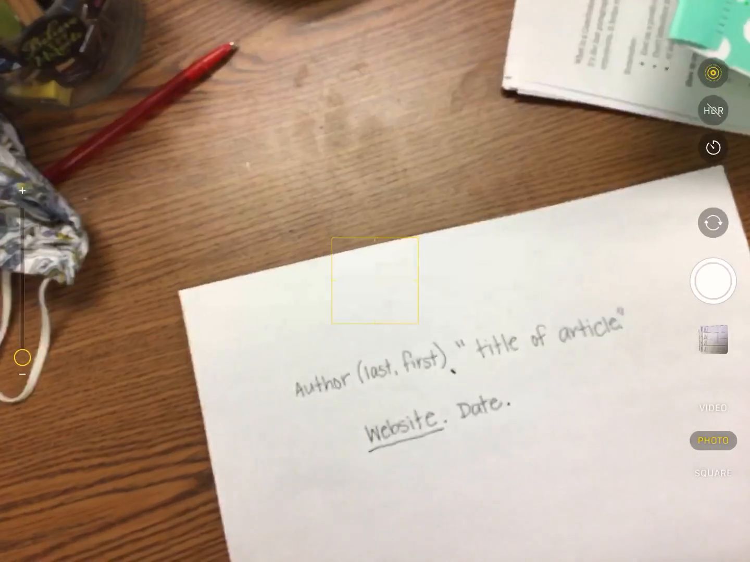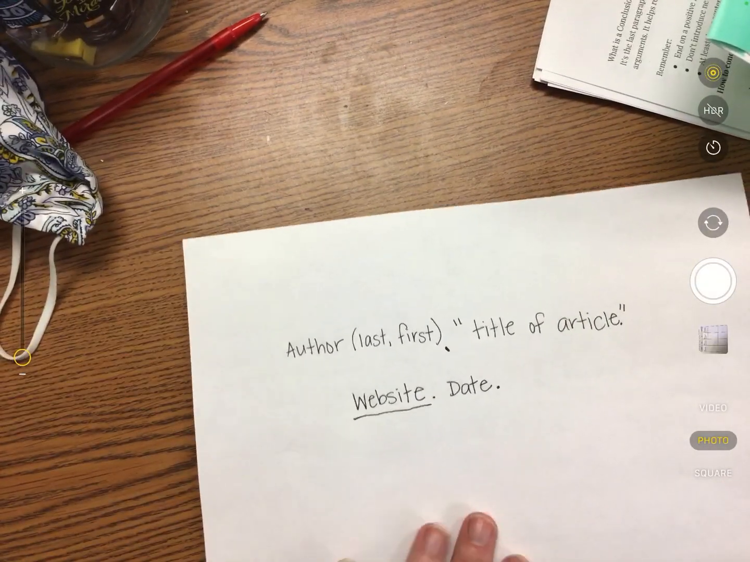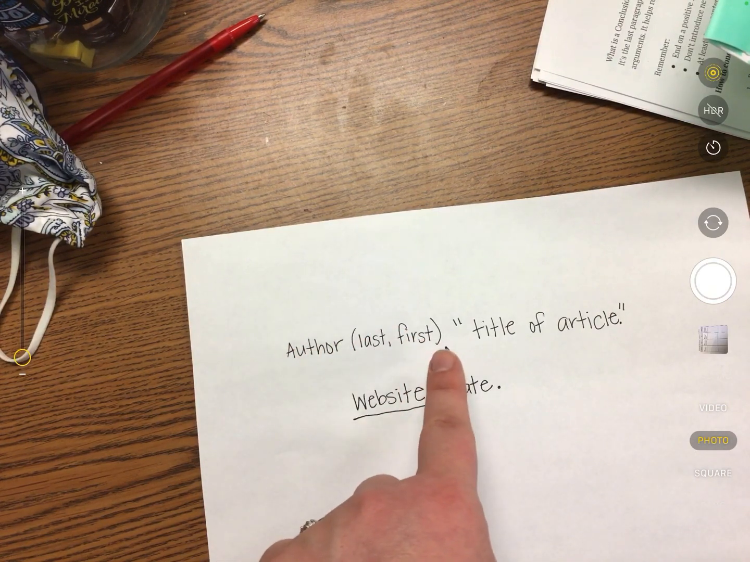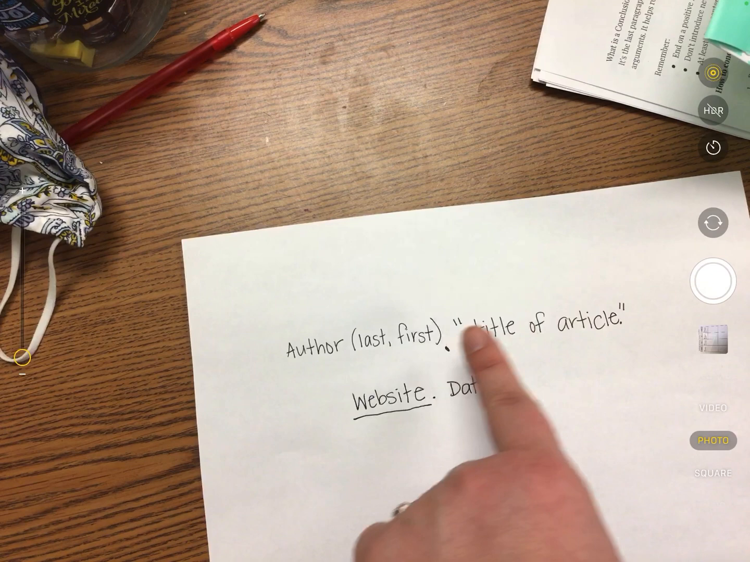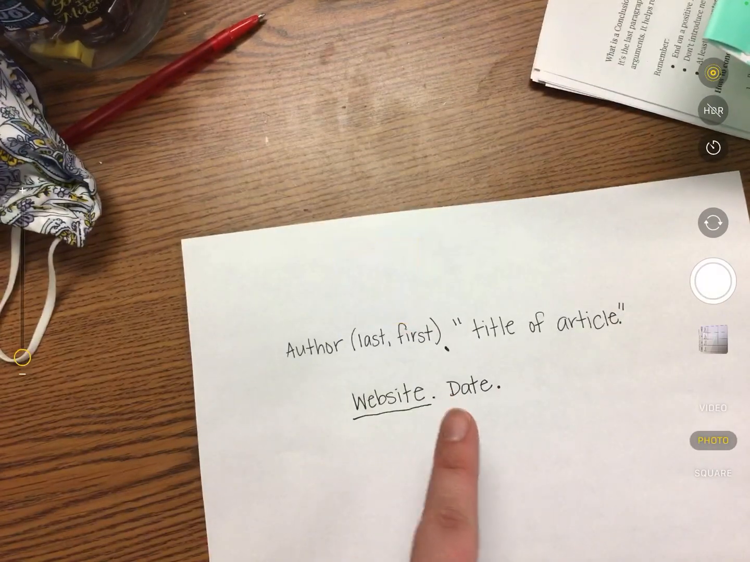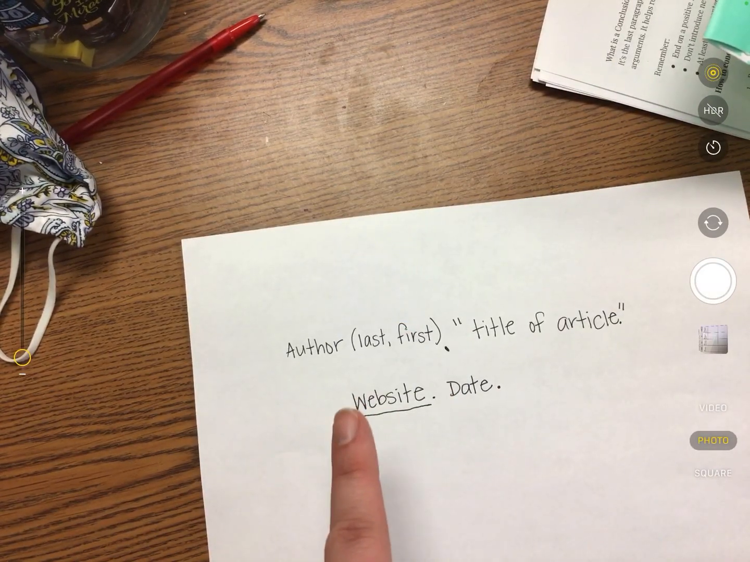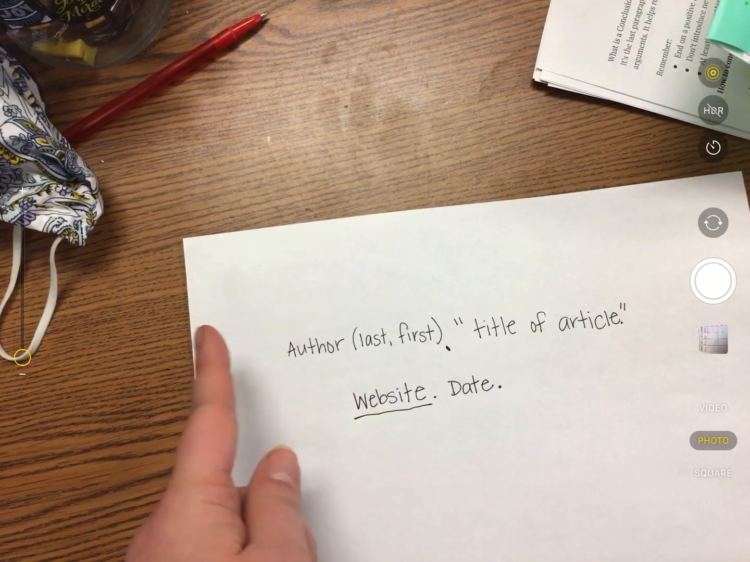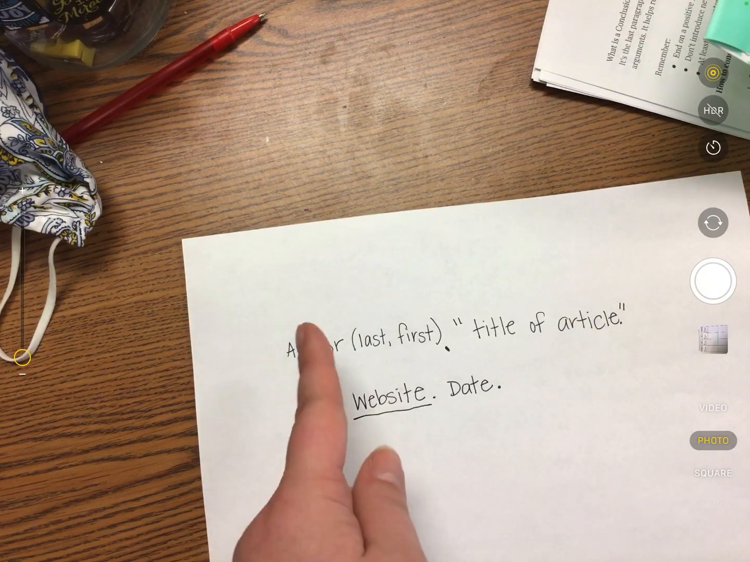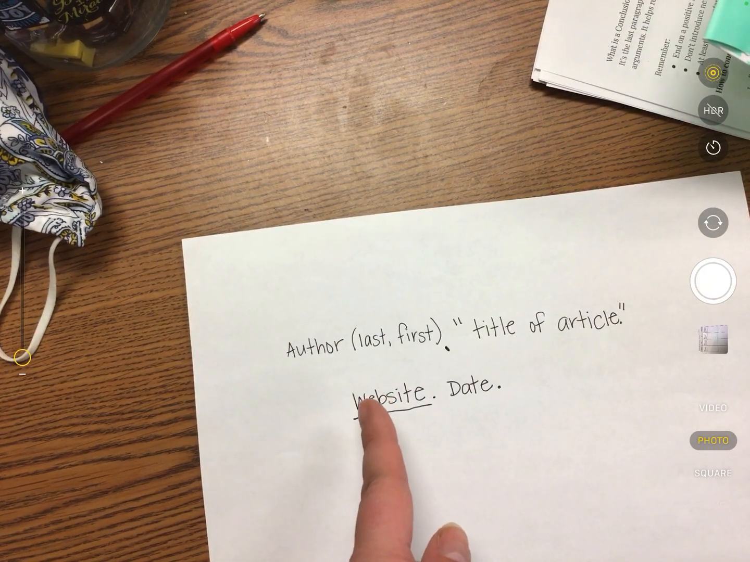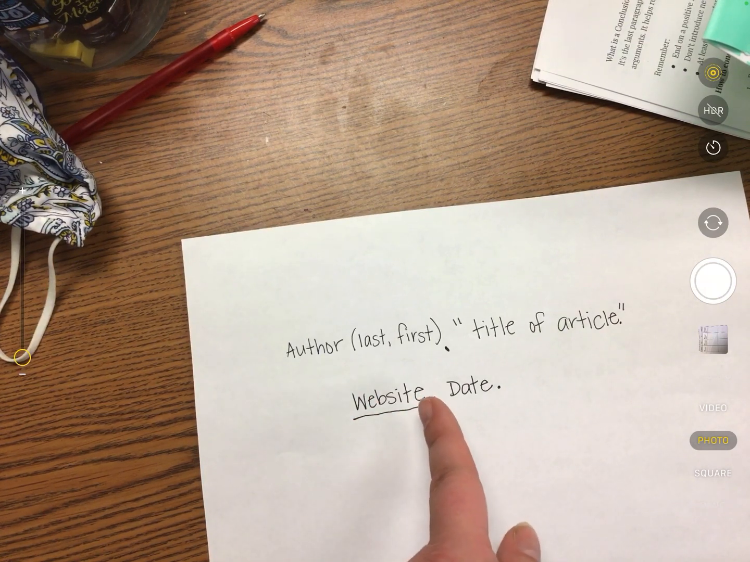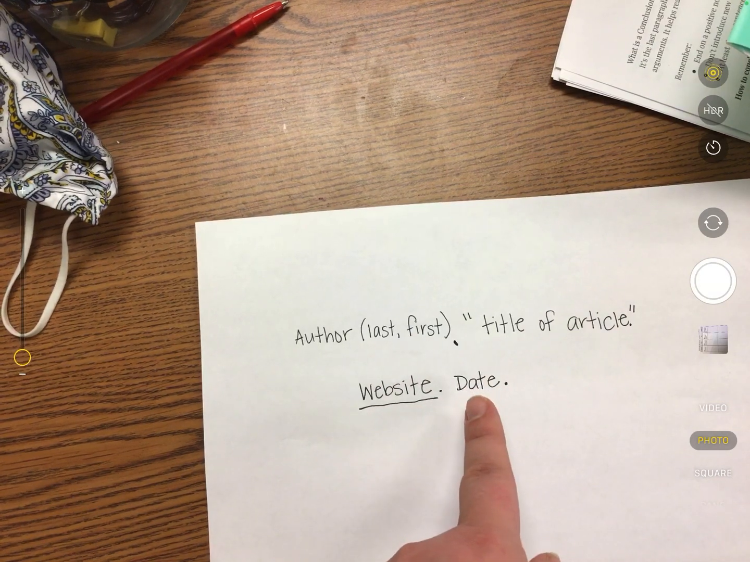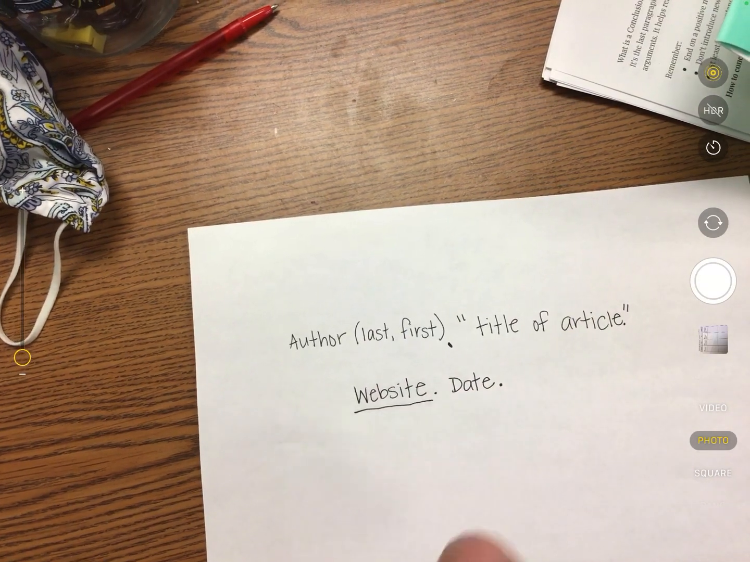Notice though that my next line is also indented. So I have my author's last, first name, period, title of the article. If the title of my article goes down to the next line, that's fine. Just make sure that you indent. You don't want to line it up here. So you indent, and then from here you're going to indent. So you're going to just hit tab again. You put your website that's underlined, and then you are going to put the date that you found the information.